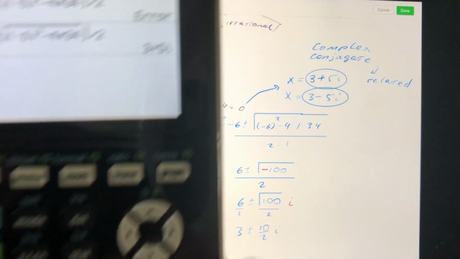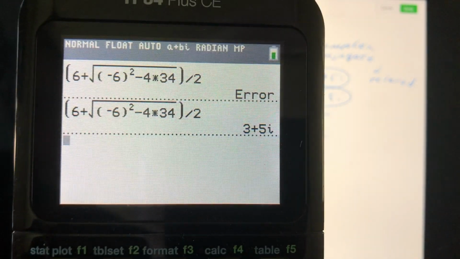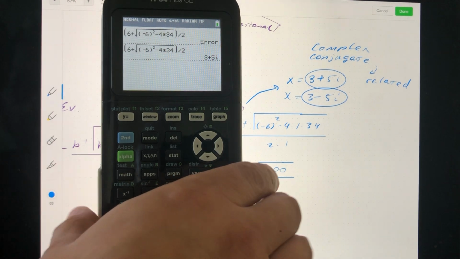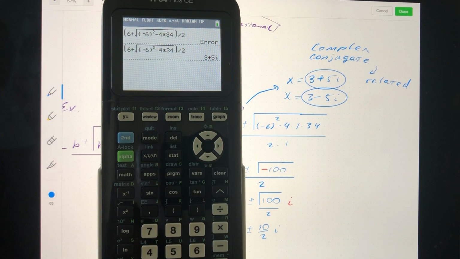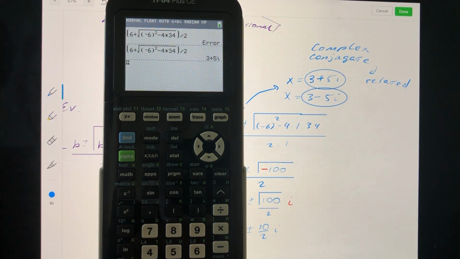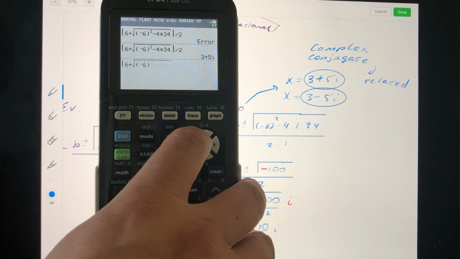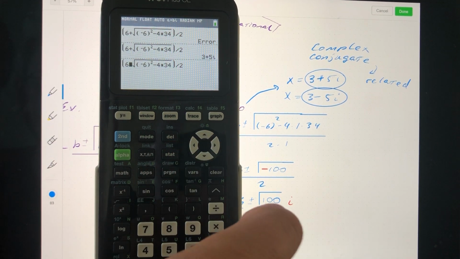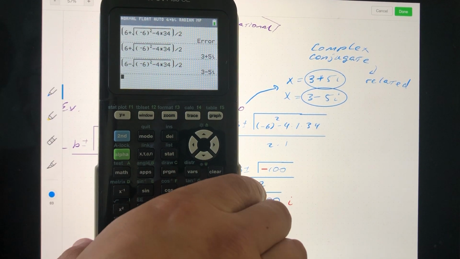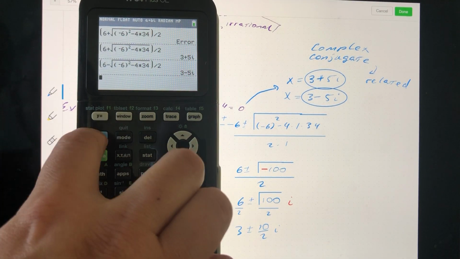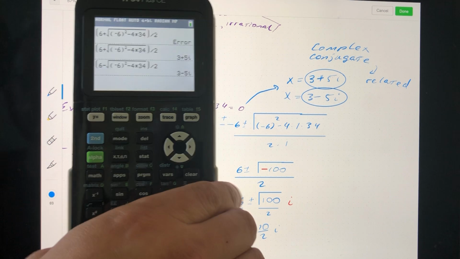The 3 plus 5i is exactly the answer that we had when we worked it out by hand. And if we want to retype this whole line quickly, we can press second entry and come up to the middle here and change the plus to the minus, and here is the second, 3 minus 5i. So this is how we can use the calculator to do the imaginary numbers.